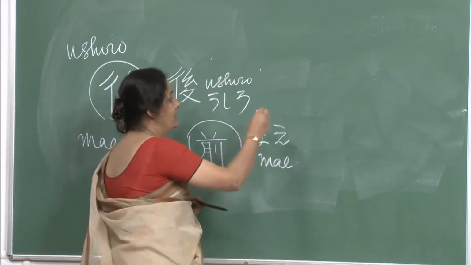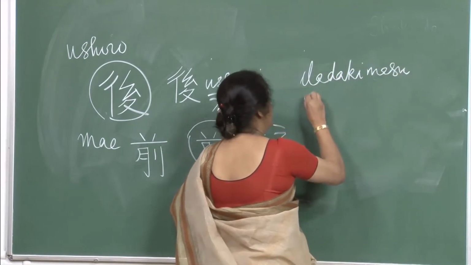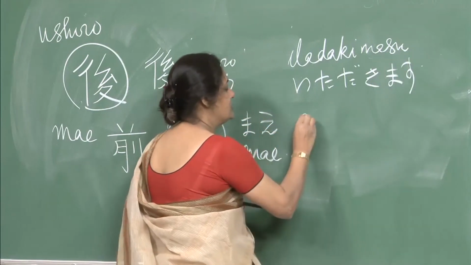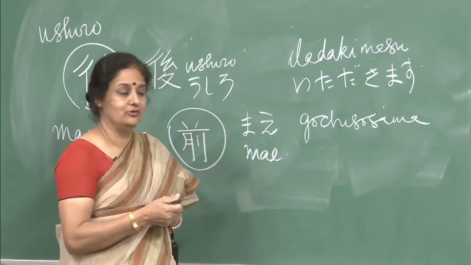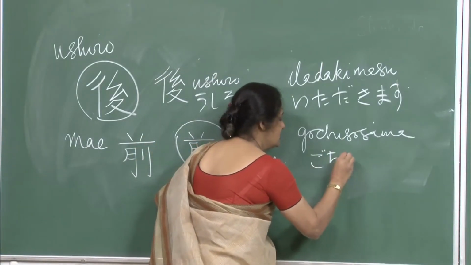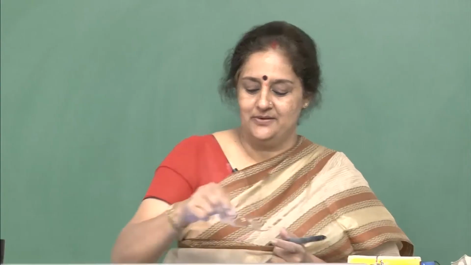So, you can see, you join your hands and you say itadakimasu, and then you say gochiso sama after finishing your food. After you are through with your food, you thank God again for all the good food that He has provided. So, gochiso sama. Please learn these 2 expressions, they are nice, they are very handy, they make you very comfortable in Japan, and the Japanese also like it very much that you are using their expressions very freely and nicely where they are supposed to be used.